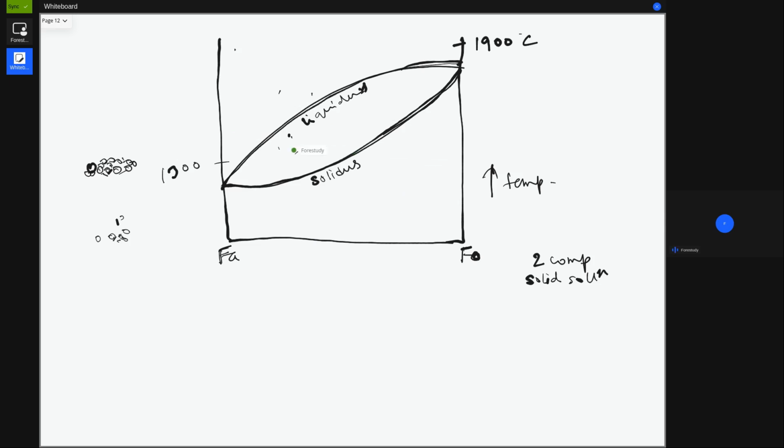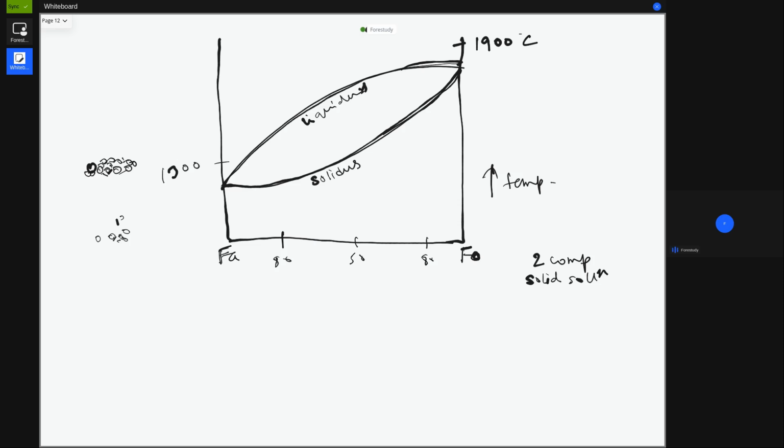Now why we need this diagram is to understand how things will work. Say this is 80, this is 50, and this is again 80. This is 80 Forsterite, this is 80 Fayalite, this is 50-50. Okay, now say we have a melt here. We take a melt here, and we will understand the cooling history of the melt.